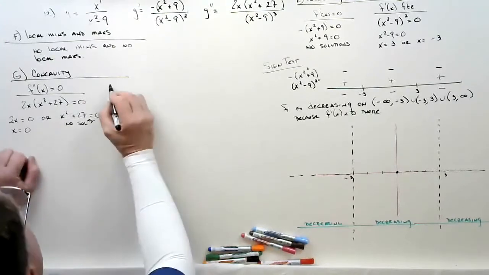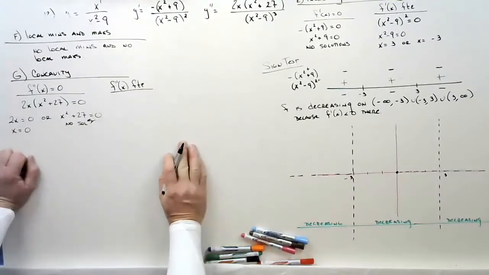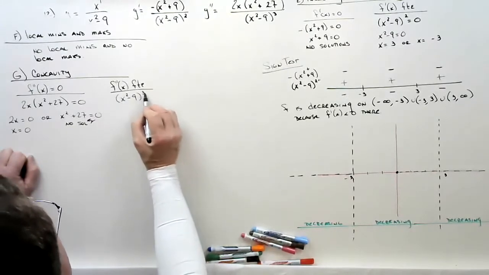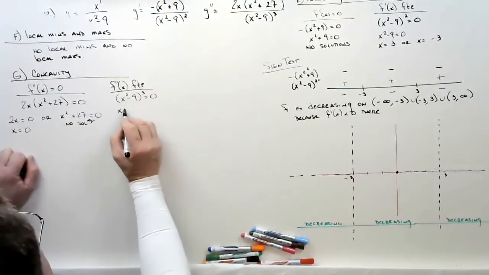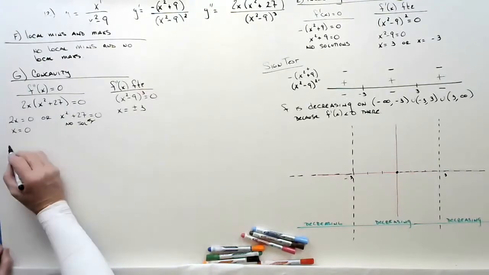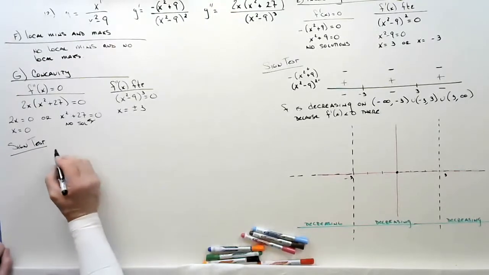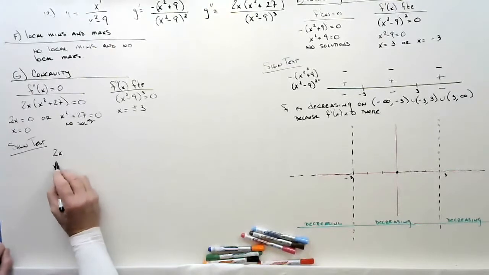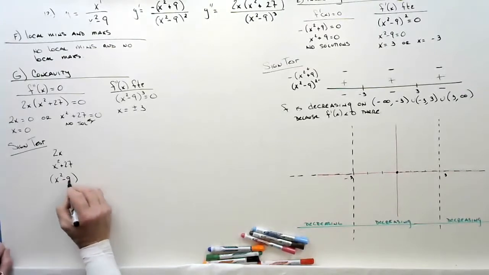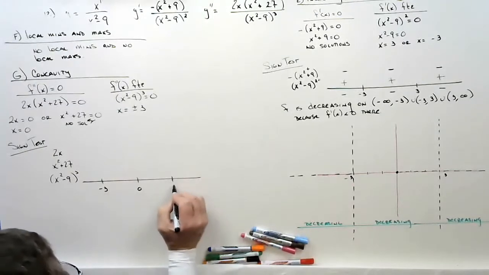And then we ask ourselves, when does our second derivative fail to exist? Well, our denominator is x squared minus 9 cubed. That clearly equals 0 at x equals plus or minus 3. We've solved that twice already. Now we do our sign test. What do we have? We have 2x, we have x squared plus 27, we have x squared minus 9 cubed. And our points are -3, 0, 3.